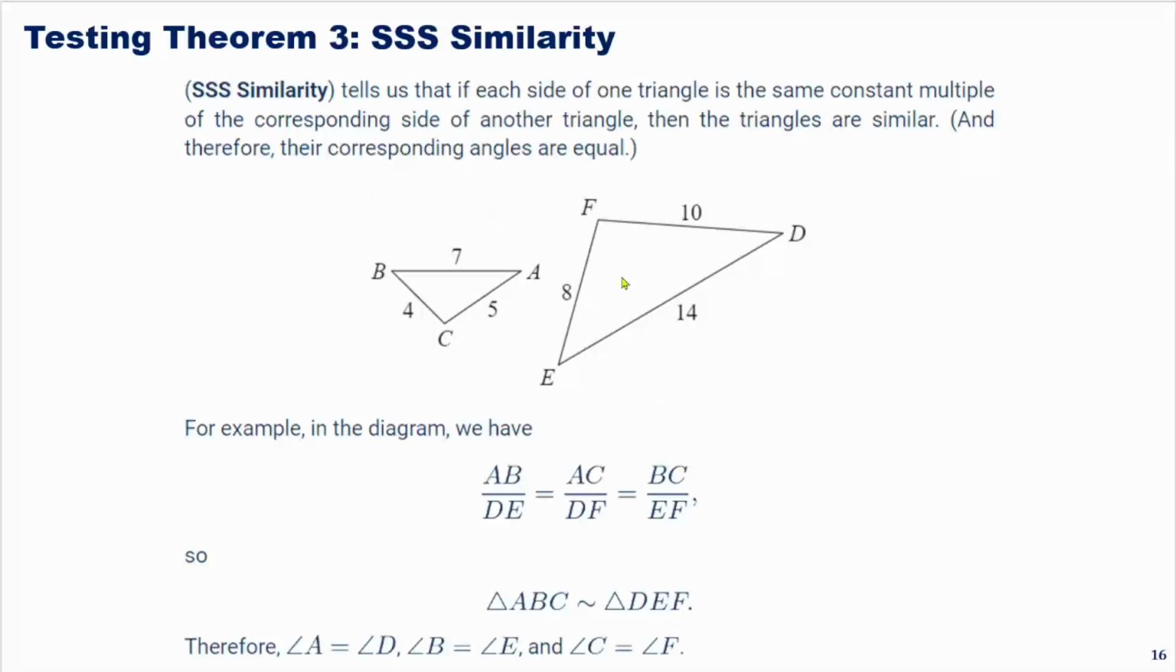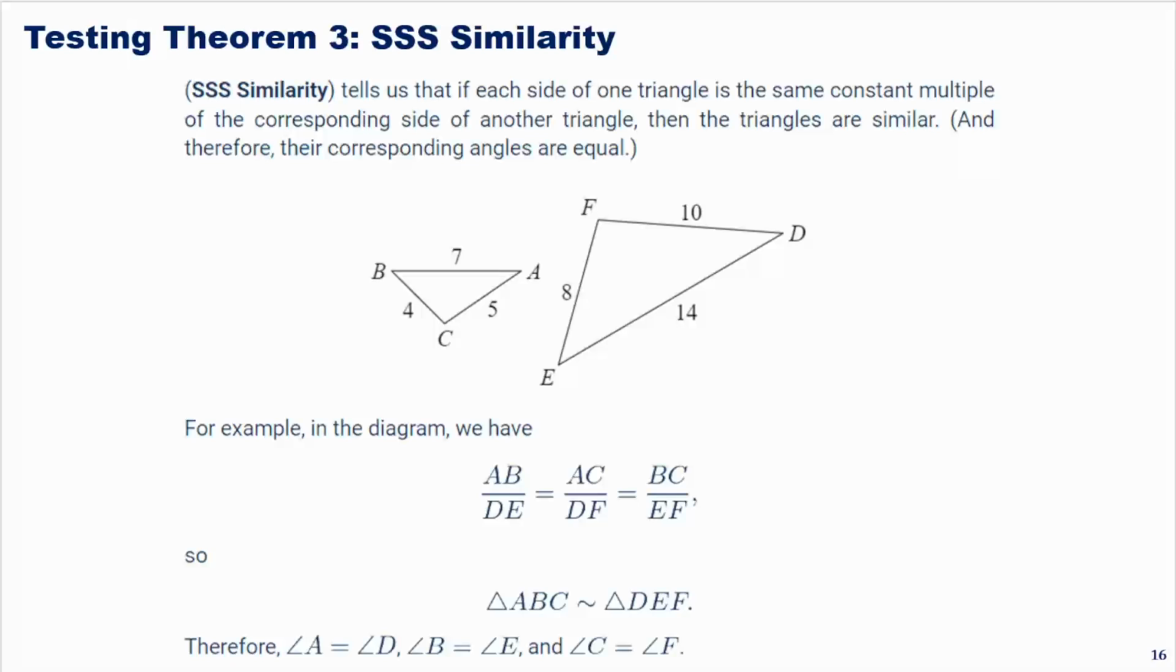So, for example, consider these two diagrams. We have AB over DE equals AC over DF equals BC over EF. So we can conclude triangle ABC is similar to triangle DEF by SSS similarity. Are you clear?